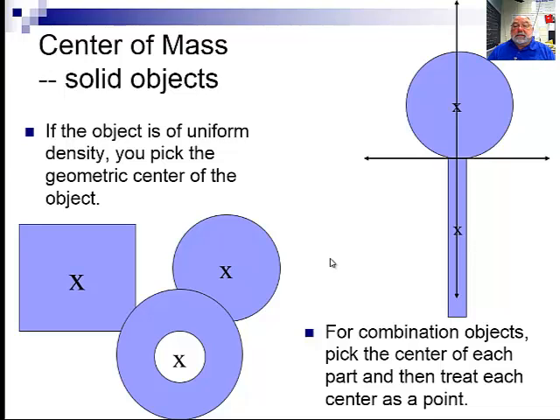Okay, so this is really easy. It's the geometric center of the object. The center of mass for a solid object, if it's uniform density, is its geometric center. So for the simple geometric objects that we know, like circles, squares, rectangles, triangles, it's pretty easy to find their center of mass. If you have a combination of 2 of them, you find the center of mass of the individual component. For example, this disk, the center of mass of that is at the geometric center.